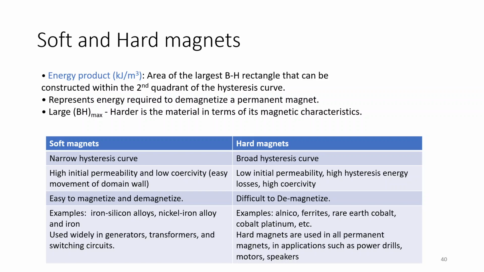In case of hard magnets, you have a broad hysteresis curve, low initial permeability, high hysteresis energy losses and high coercivity, and it is difficult to demagnetize. Now examples are alnico, which is an alloy of aluminum, nickel and cobalt, and ferrites, rare earth cobalt, platinum, etc. Hard magnets are used as permanent magnets in applications such as power drills, motors and speakers.